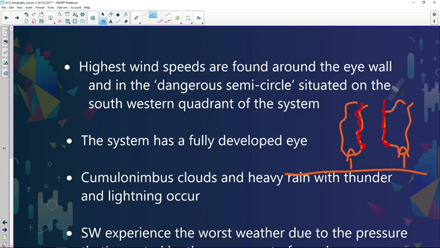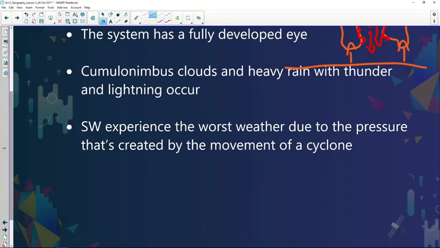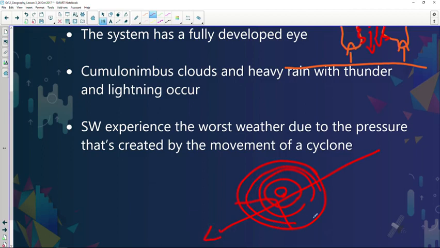The system has a fully developed eye. The eye, just to recap, is where the subsidence is taking place, sinking air. It's cloudless, clear blue skies. Cumulonimbus clouds, rain and thunderstorms go along with it. Like I've mentioned on the previous slide, the southwestern area of the tropical cyclone, this area over here, experiences the worst weather because it's moving in that direction. So these isobars are being pushed towards one another.